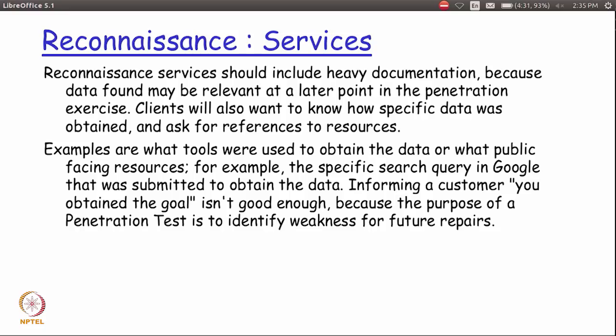So, what kind of details should go into the extensive documentation? The details could be like what kind of tools were used to obtain the data, what kind of publicly available resources were made use of. So, let us say that we try to find out from a Google search what exactly was the operating system, and what could be the potential vulnerabilities in this particular operating system. For example, that specific search query that we have done in Google should also be recorded, so that we can do the same search subsequently in order to get the background details, if during our actual testing phase we want to know more details about that particular target.